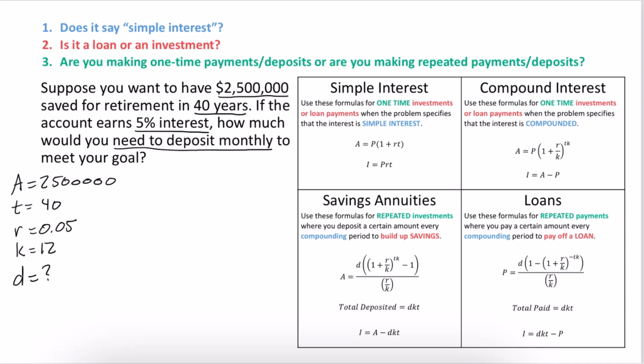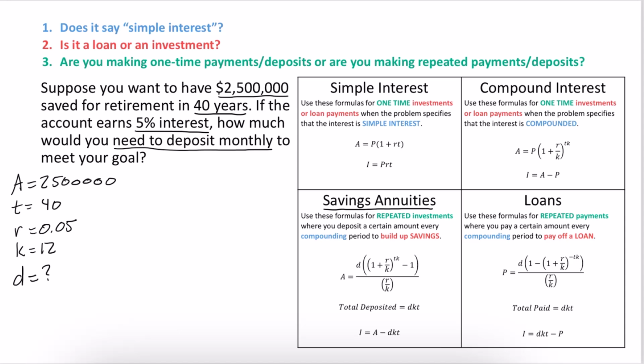And if you looked at all of those variables and looked for a formula that includes all of those variables, you would know that the formula section we need to use is the savings annuities one, because that's the only set of formulas that involves A, T, R, K, and D. But you can also reach that conclusion by going through the questions.